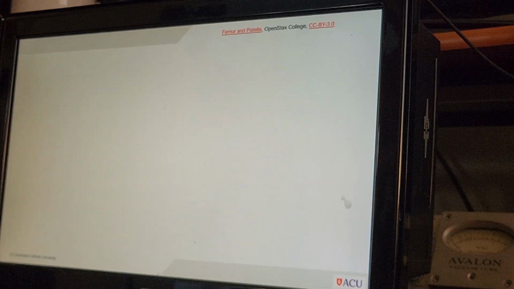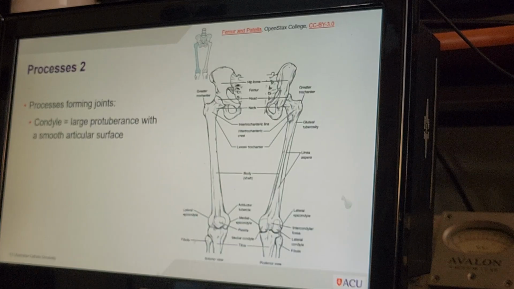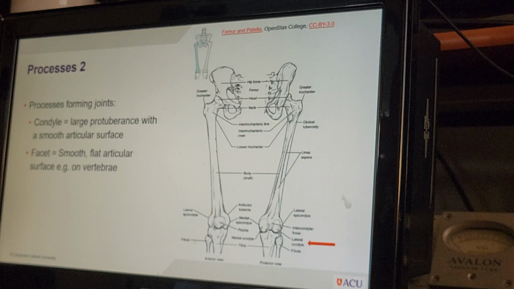The last thing we'll have a look at in this recording are the second types of processes, or projections or bone growths, and these are the ones that are involved in forming joints or articulations where we can have movement occurring in the body. The first example here is a condyle, and a condyle is a large, smooth, articular projection. The condyle is where areas of this bone are involved in articulation or movement at a joint. The same goes for a facet.